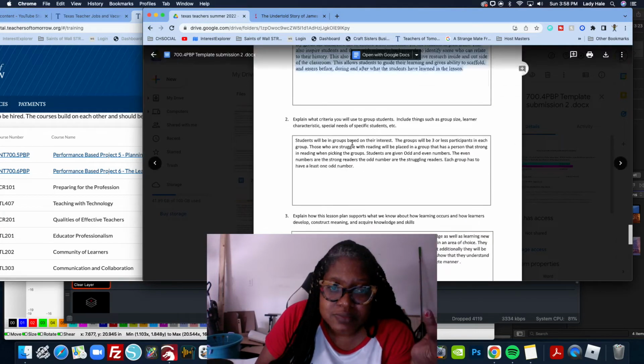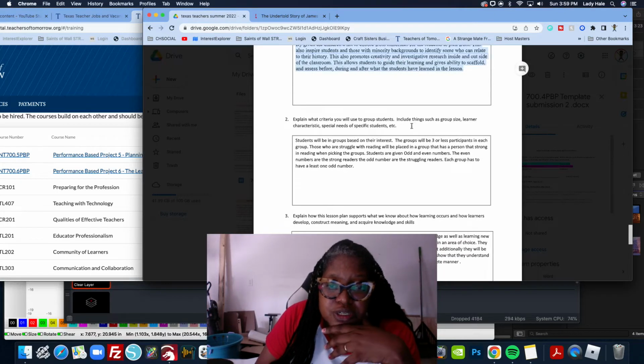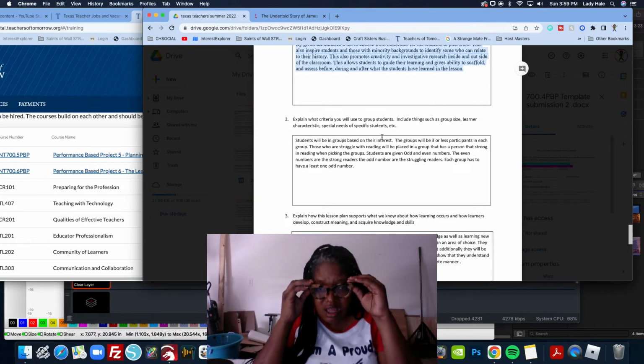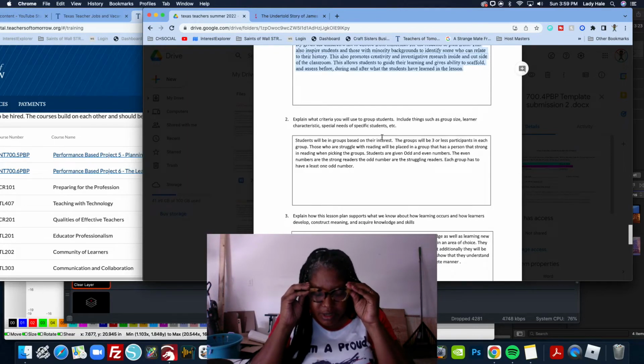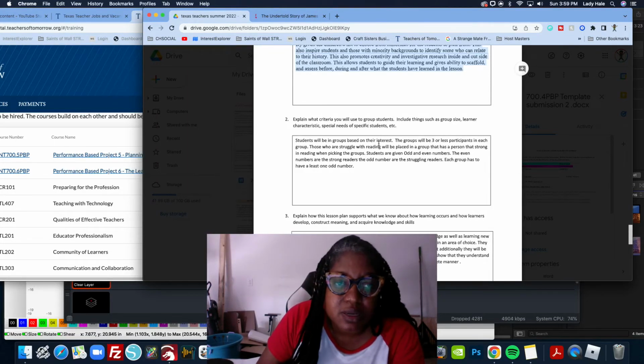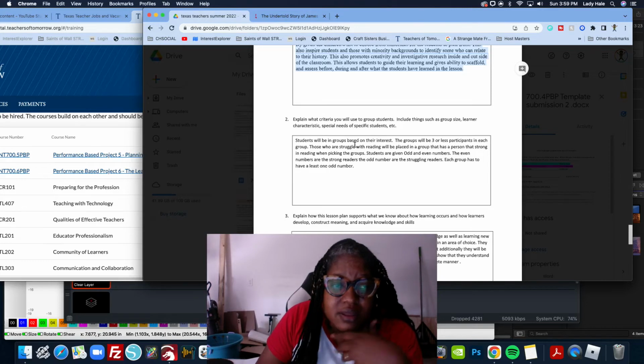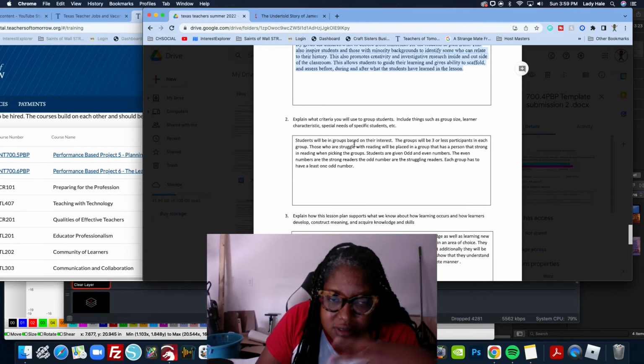Number 2, it says, explain what criteria you will use to group students. Include things such as group size, learner characteristics, special needs of specific students. So you're answering the question according to basically what they are asking you. Okay? Don't overthink this. Don't do extra. Don't do below. Do exactly what it said. And that's what I did.